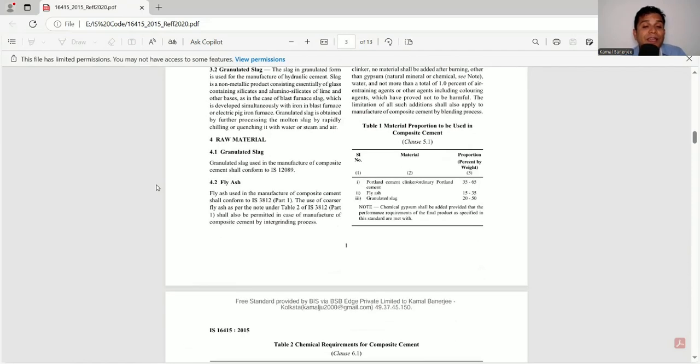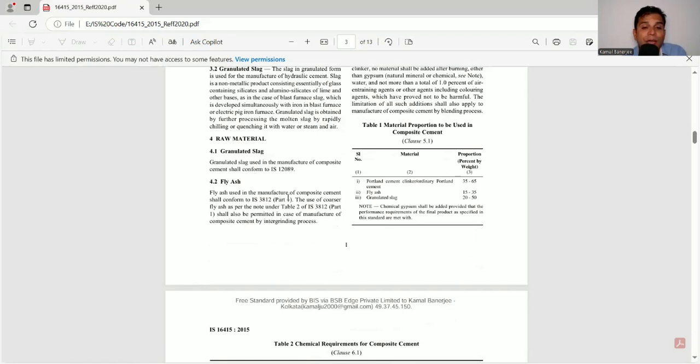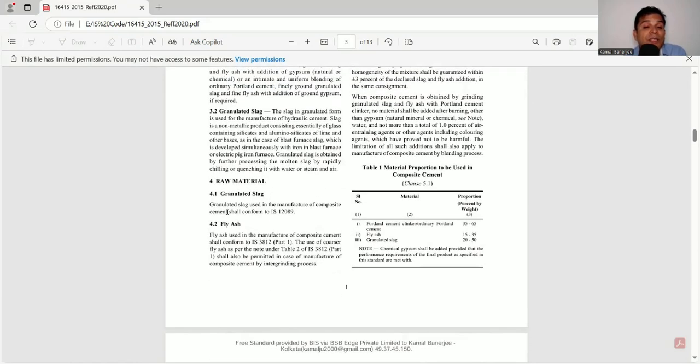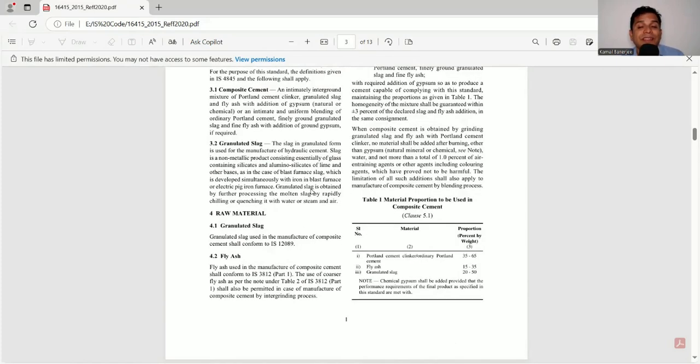Now next is fly ash. Fly ash used in the manufacture of composite cement shall conform to IS 3812 Part 1. There are two parts, Part 1 and Part 2. The use of coarser fly ash as per the note under Table 2 of IS 3812 Part 1 shall also be permitted in case of manufacture of composite cement by the intergrinding process. So fly ash should also conform to IS 3812 Part 1. Now what is fly ash, and what are its chemical and physical properties? I have made a detailed video, the link is there in the description, please check, you will get the full information. So the raw materials are GGBS and fly ash.